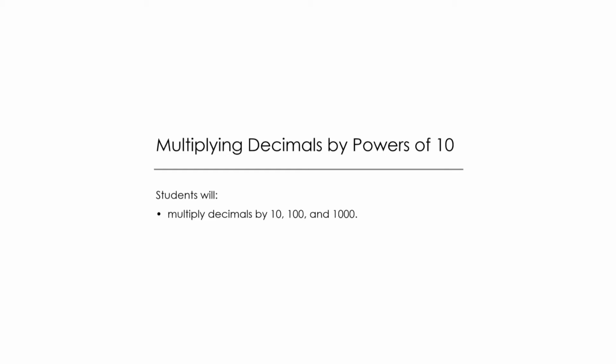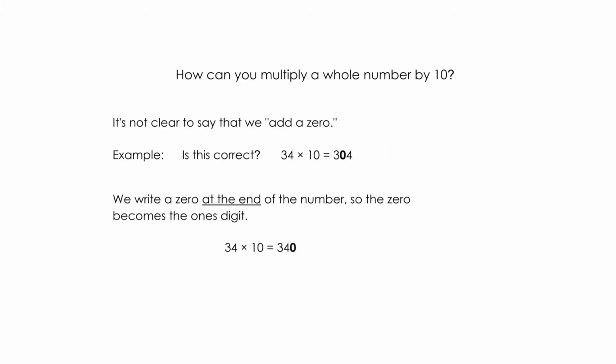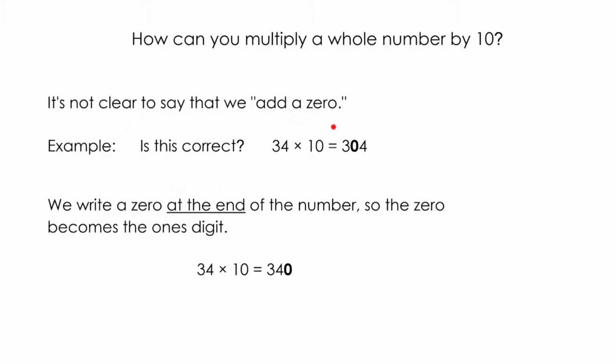This video is for the grade 6s. It's called Multiplying Decimals by Powers of 10. How can you multiply a whole number by 10? It's not clear to say that we add a 0. Example, is this correct? 34 times 10.